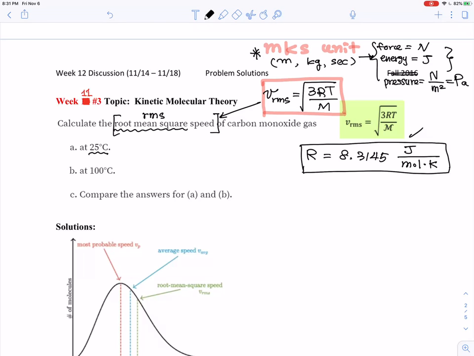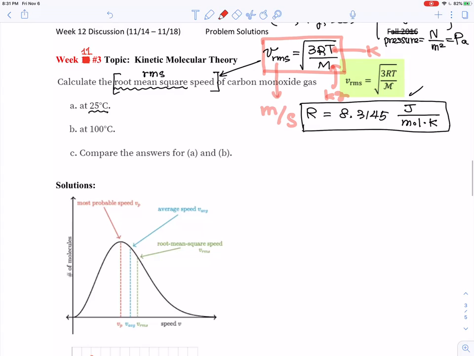If you use this one, the unit of speed must be length divided by time, which is meter per second. Also, obviously, T must be in Kelvin, and the mass must be in kilograms. So carbon monoxide, we know, is 28.01 gram per mole, but we cannot use gram. We have to use kilogram, and then everything will be okay, right?